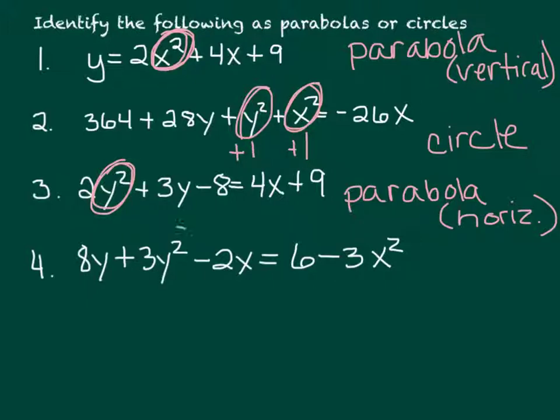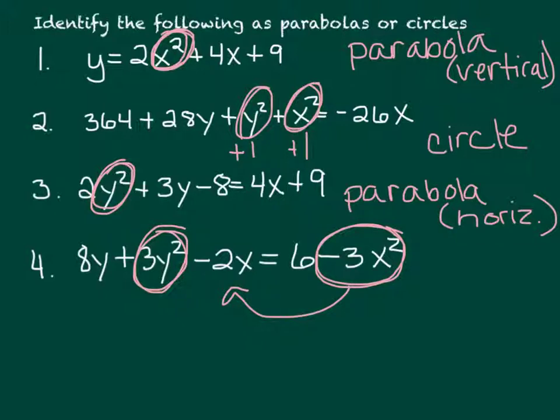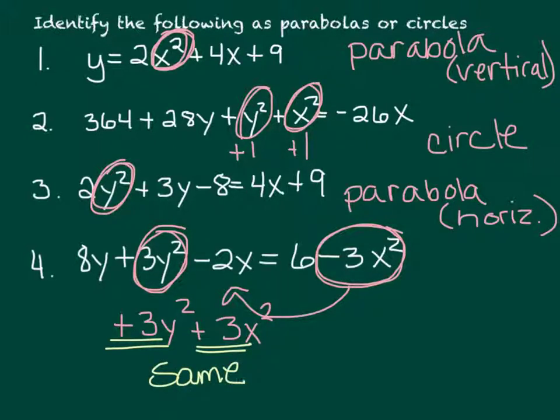And the last one, we have a 3y squared over here. And on the other side of the equal sign, we have a negative 3x squared. So you've got to think a little harder about this one. When you get it all on the same side of the equation, that would be a 3y squared and a 3x squared, both positive, right? And so that means that these are exactly the same. And even though they're 3's, they're both positive 3's, so that makes this a circle. Alright, so that's classifying.